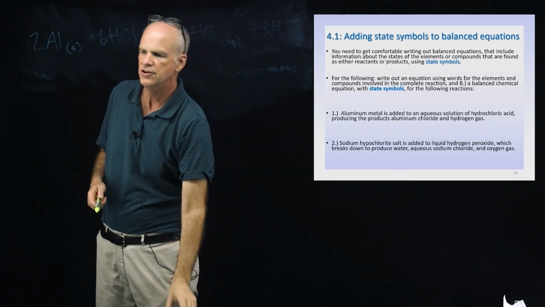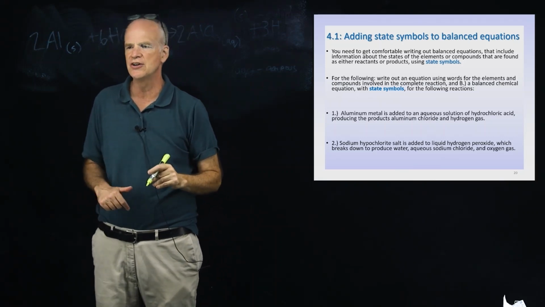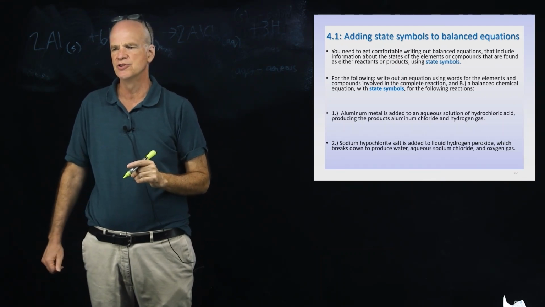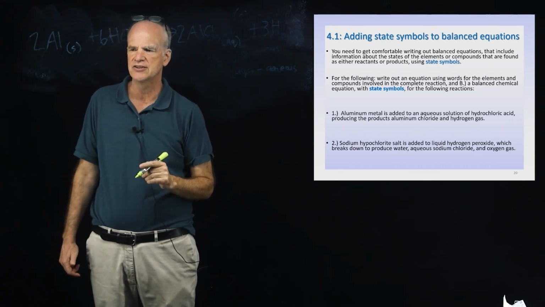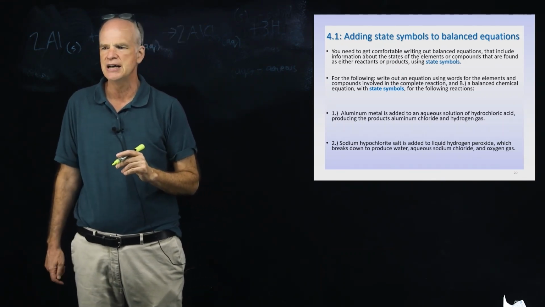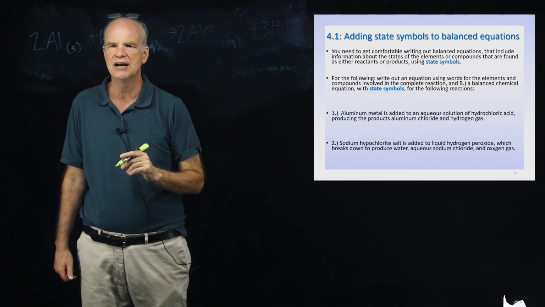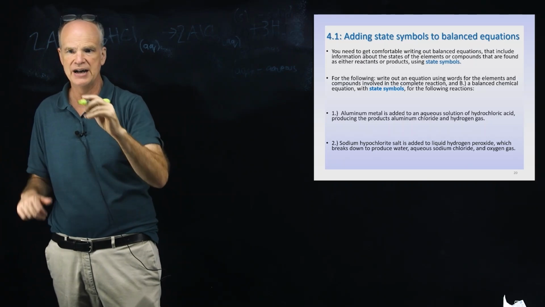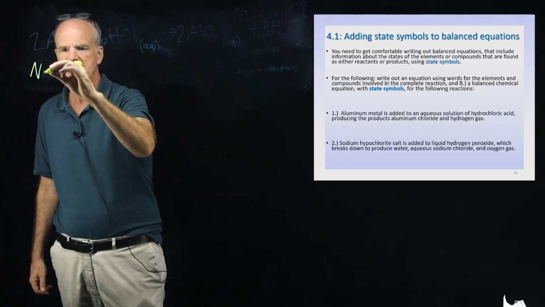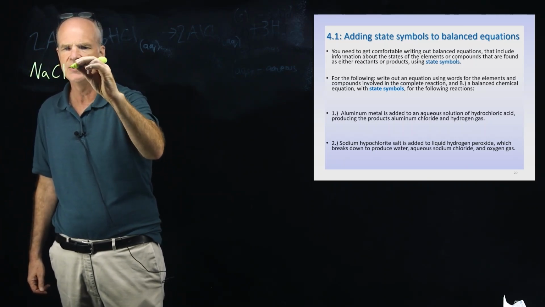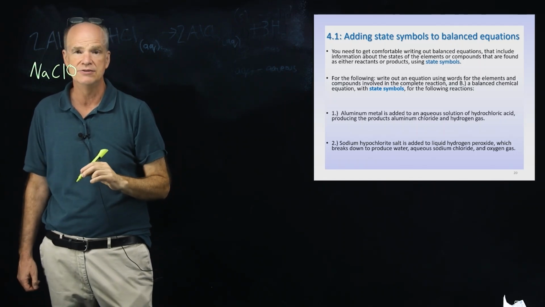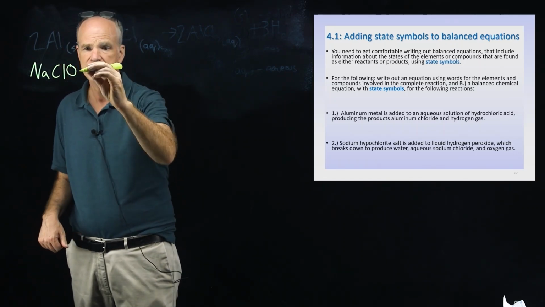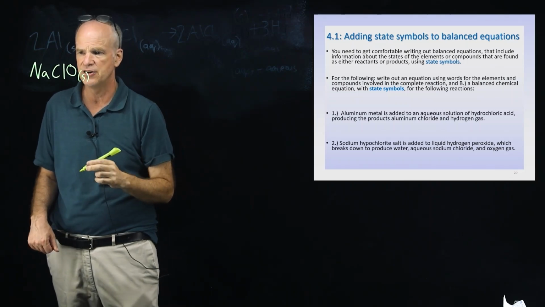Okay, so in this problem we have sodium hypochlorite salt added to liquid hydrogen peroxide, which breaks down to produce water, aqueous sodium chloride, and oxygen gas. So we have sodium hypochlorite salt. You're going to have to figure out a formula for that, and it is NaClO. It looks like it is a salt, so it's indicated immediately that it's in the solid state. So you can write that there if you want.